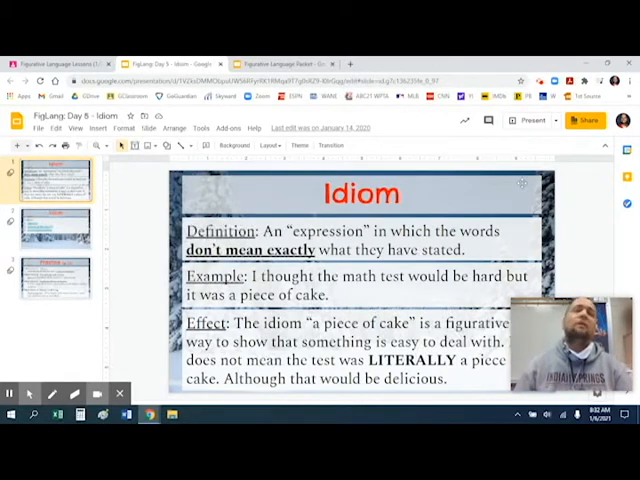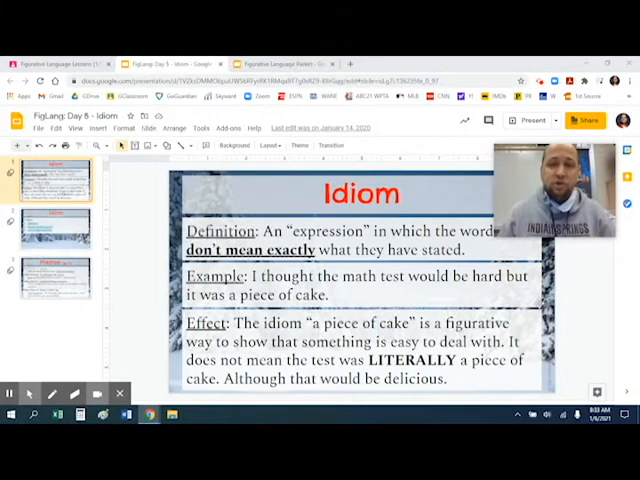Hey, how was that test? Oh man, it was a piece of cake. It was nothing. And that's just what that means. As you see there, the idiom just shows that something is really easy to deal with. And different nationalities have their own idioms and phrases and meanings for words.